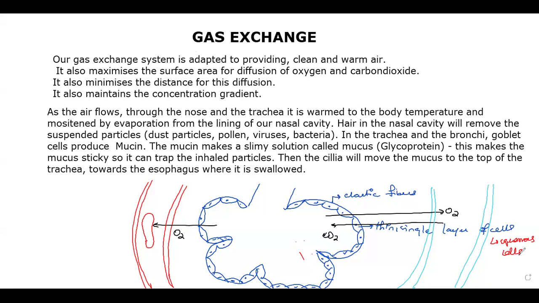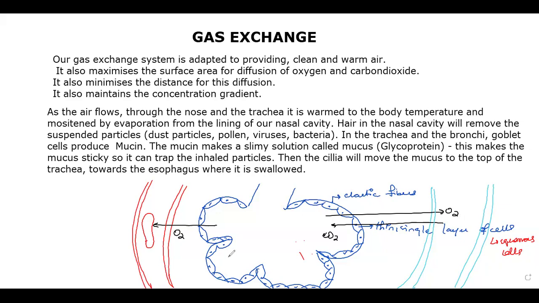Now, I had also told you that it maintains the concentration gradient. So you can ask me, how is the concentration gradient actually maintained? This is because of the extensive capillary network, which makes sure that blood is constantly moving, right? So the moment the blood gets oxygenated, it will move on. It won't stay over there. It will instantly be replaced by deoxygenated blood.